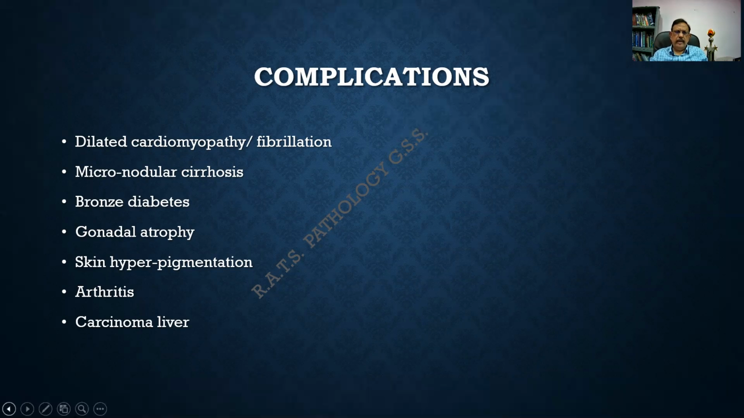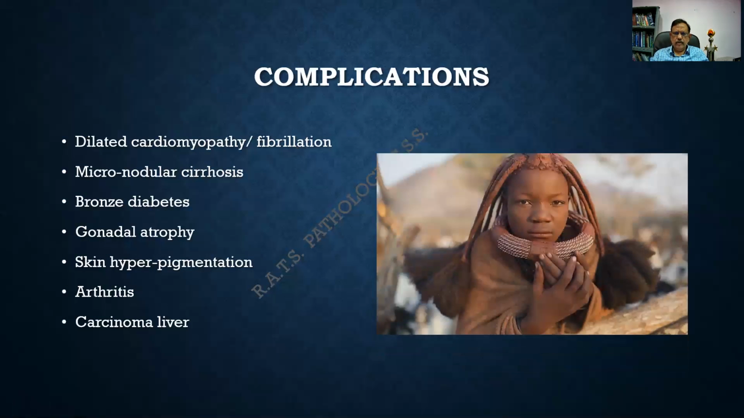What are the complications of hemochromatosis? I think we have covered it earlier also, but it is worth repeating. Dilated cardiomyopathy, there can be a fibrillation. Micronodular cirrhosis of the liver. Bronze diabetes, a triad: pigmentation of the skin, then there is a diabetes and a cirrhosis. Gonadal atrophy, leading to impotence or infertility. And there can be a hyperpigmentation of the skin, arthritis, strangely, carcinoma of the liver. These are some of the complications of hemochromatosis.